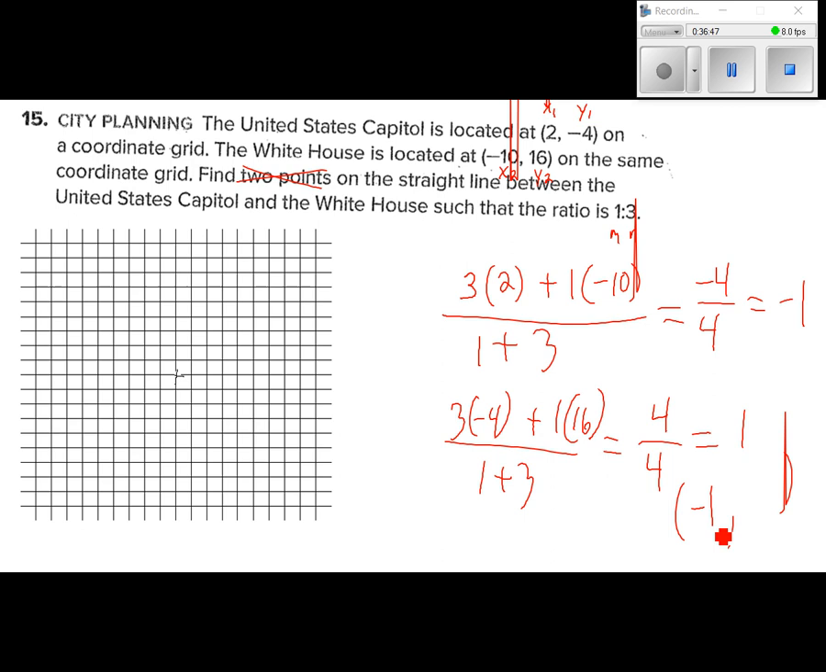Negative 1, 1. I want to rewrite that because that's ugly. Negative 1, 1 is our final answer. I'm still confused why they said 2 points.